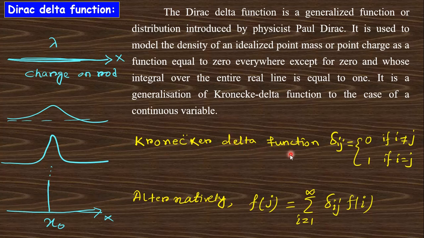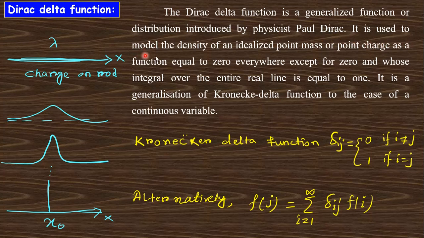This is the Kronecker delta function. The Dirac delta function is the generalization of the Kronecker delta function. For the Kronecker delta, when i equals j, this function will be 1, and when i is not equal to j, this function will be 0, and alternatively you can see this.